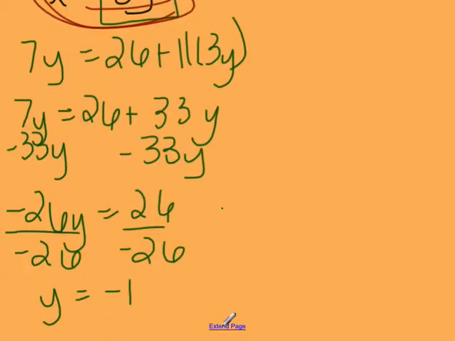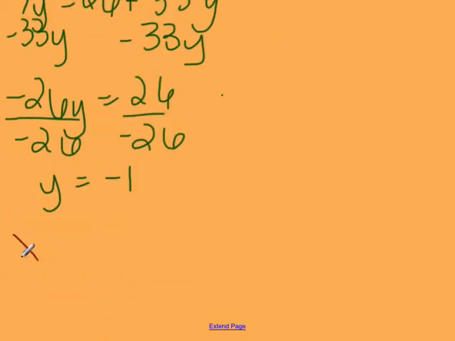So now I know that my y is equal to negative 1. So I'm going to rewrite out that equation. And where I see that y is negative 1, I'm going to put in that negative 1. So 3 times a negative 1 is a negative 3. So now I have my equation.